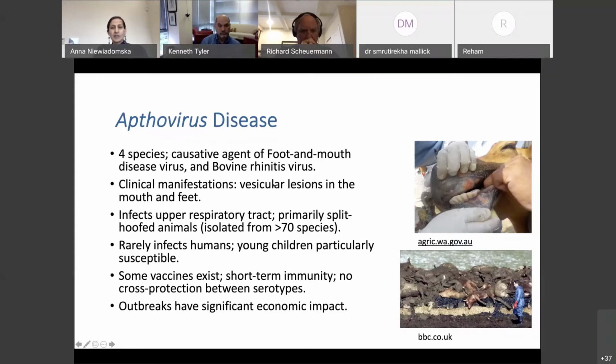And the clinical manifestations of this are, as the name implies, vesicular lesions in the mouth and feet. They do infect the upper respiratory tract and primarily in split-hoofed animals. And so far, they've been isolated from over 70 different types of species. They rarely infect humans, although young children seem to be particularly susceptible to that. There are vaccines that do exist, but unfortunately, because there are so many different species and serotypes, it's hard to have cross protection. And immunity seems to be not long lasting.